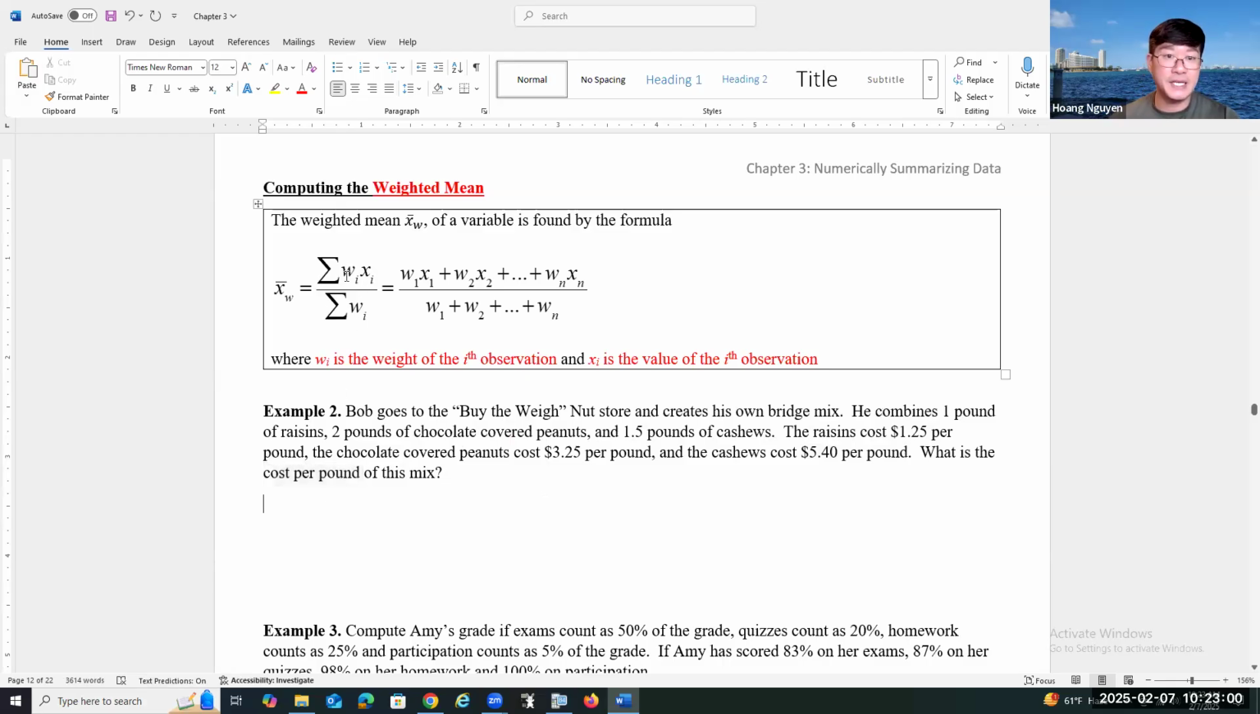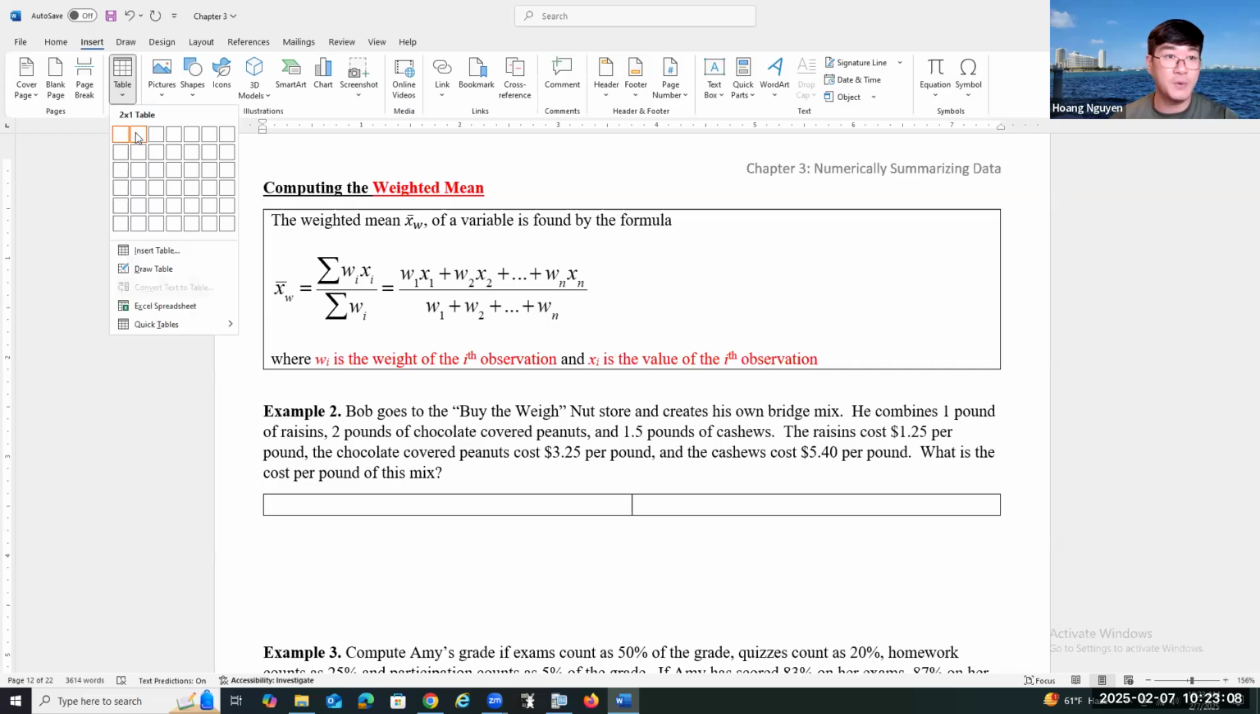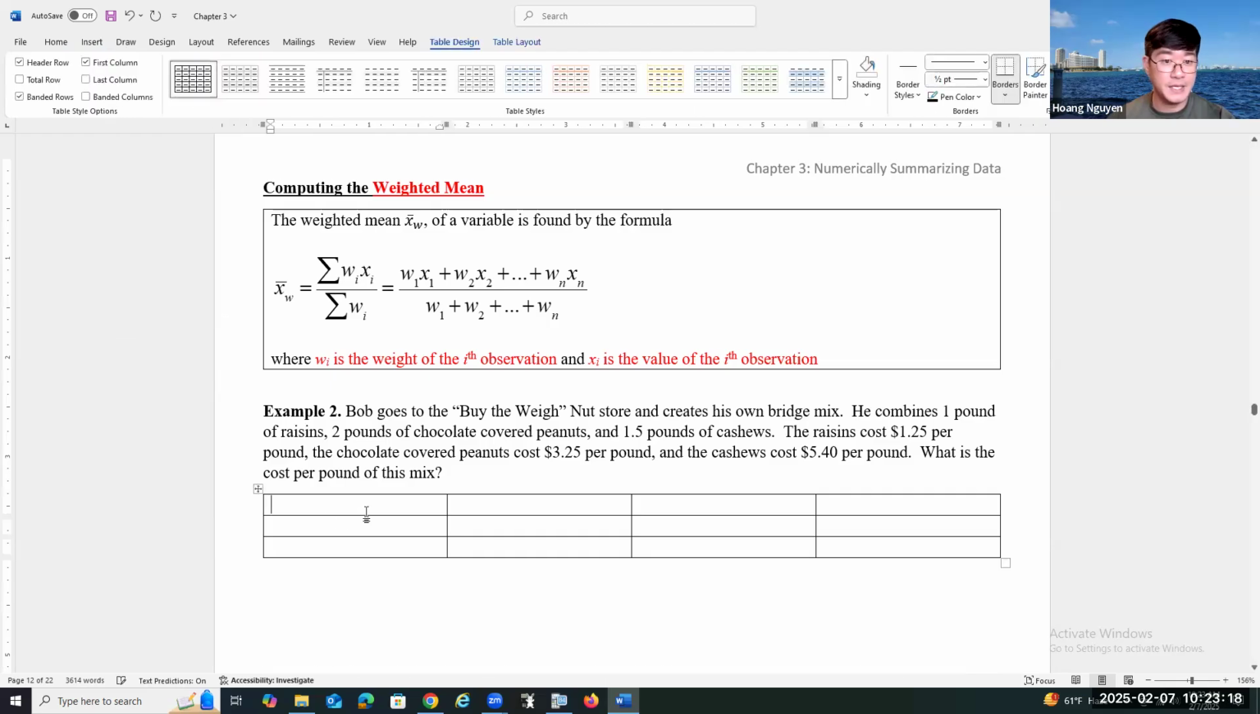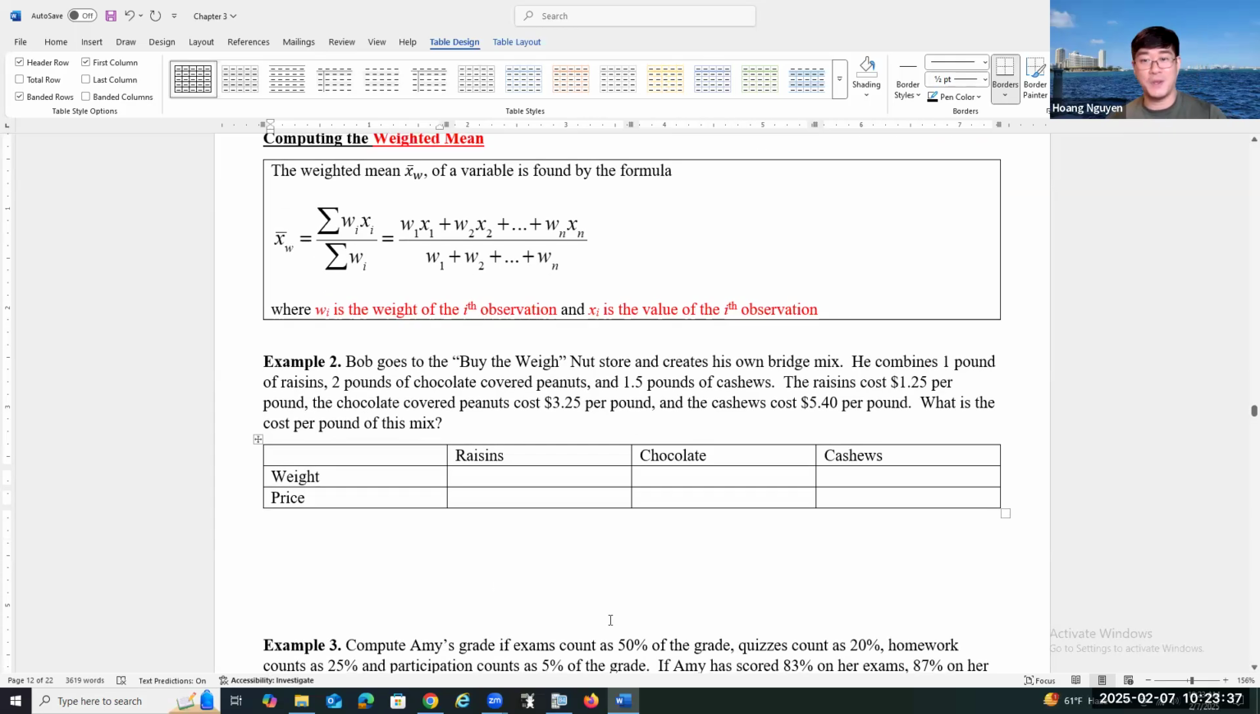I have to know which one is the weight and which one is the x value. So I'm going to use a table to summarize this question. We have raisin, chocolate, and cashew. This is going to be the raisin, this is the chocolate, and this is the cashew. Now this is going to be the weight, and this is going to be the price.